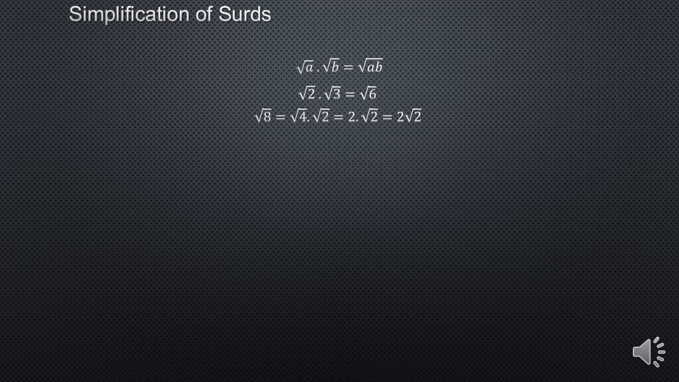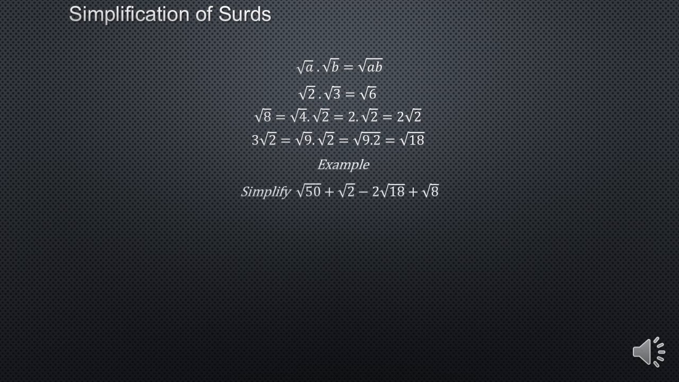In the same case you could go backwards. So root of 8 would be root of 4 times root of 2. Root of 4 is equivalent to 2, so you would have 2 times root of 2, which is the same as 2 root 2. In the same way we could take it the other way around. Again, 3 root 2 could be root of 9 times root of 2, which is root of 9 times 2, which is root 18.